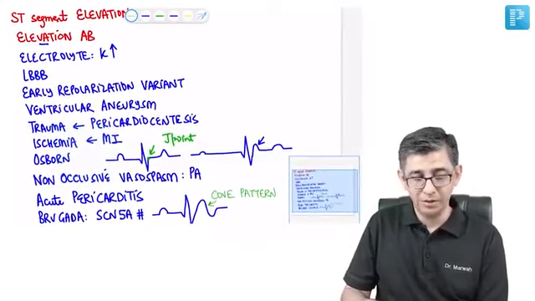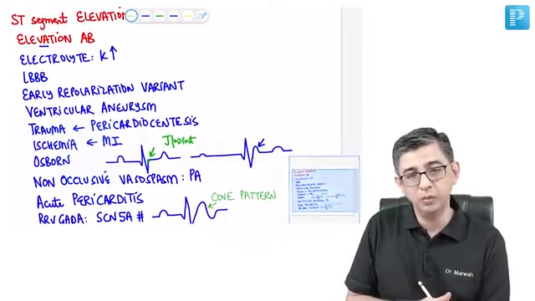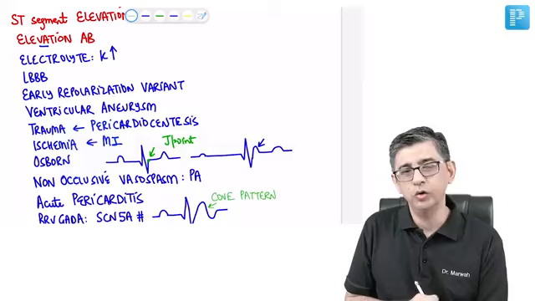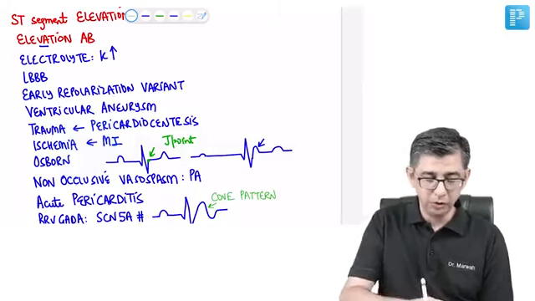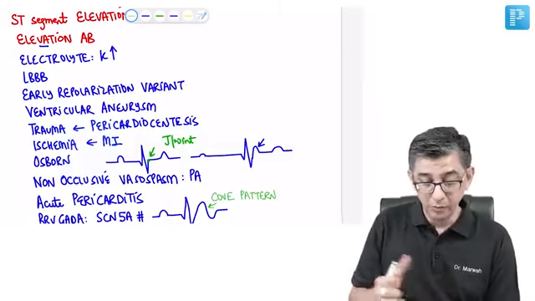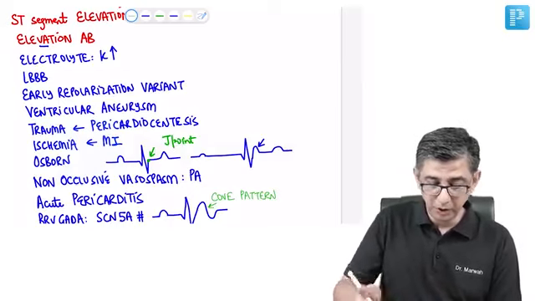So at the moment, ST segment elevation AB is the mnemonic, and it will take a while for you to get used to all these terms, but then once you remember the mnemonic and the implications related to it, you would be able to pick it up.